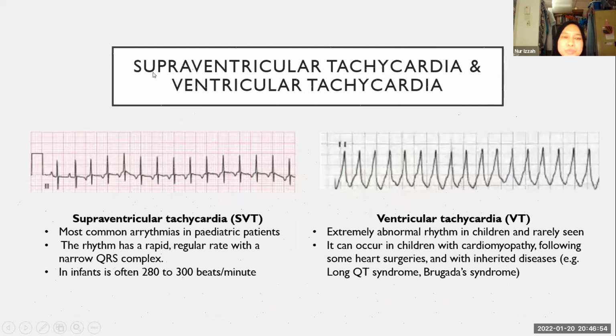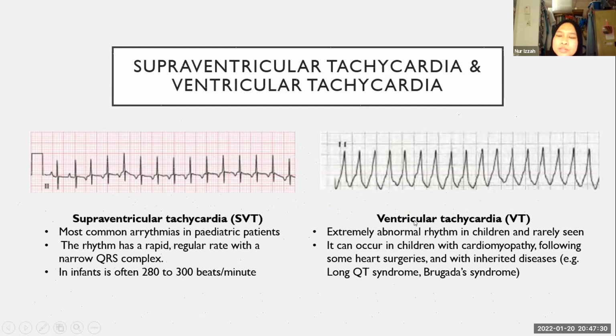Next we will move to supraventricular tachycardia and ventricular tachycardia. SVT is the most common arrhythmia in pediatric patients, usually asymptomatic. The patient can have palpitations, and the rhythm has a rapid regular rate with a narrow QRS complex, often 280 to 300 beats per minute. Later we will see the management of a newborn with SVT. Usually we will do a vagal maneuver, or if that is not working, we might administer adenosine or do cardioversion.